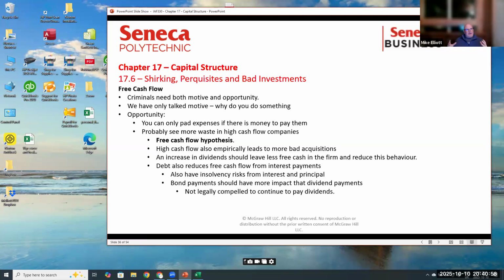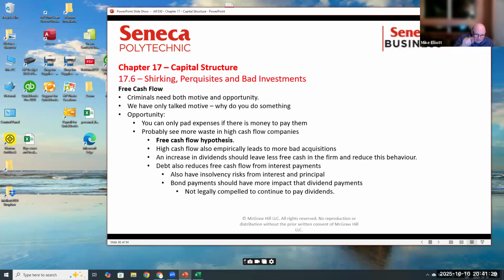Now, the thing is with free cash, I can only pad my expense account if there's actually money there to pay me. If there's no free cash flow, it becomes significantly more difficult to conduct any malfeasance because there's nothing to pay yourself with. This is called the free cash flow hypothesis. You're going to see more waste in high cash flow companies than in low cash flow companies. Absolutely 100% true.